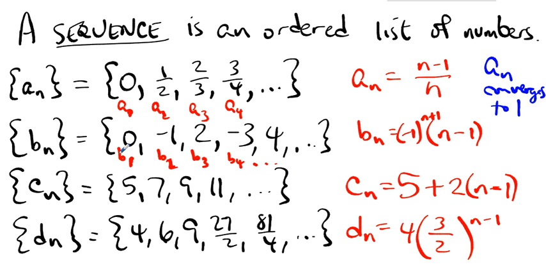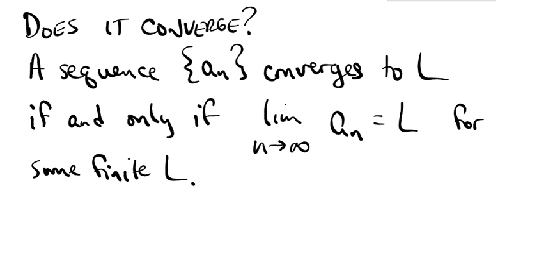Now, this sequence doesn't converge because the terms oscillate and they get larger in absolute value. So this does not converge. Similarly, this sequence will not converge. It just goes up forever and ever and ever. And the same thing here. None of B sub n, C sub n, or D sub n converge. They diverge.